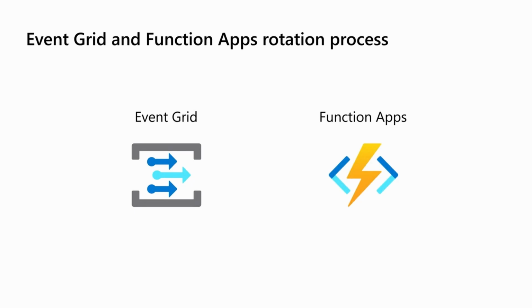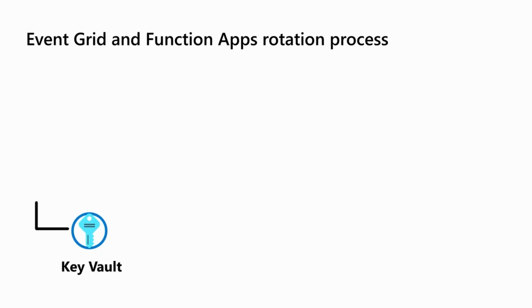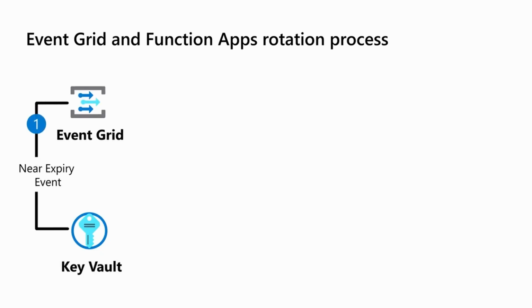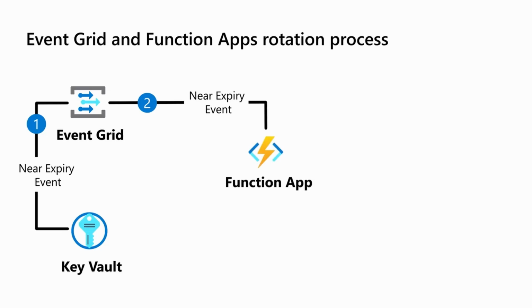In the first step, 30 days before the expiration date of a secret, Key Vault publishes a near expiry event to the event grid. Then, the event grid checks event subscriptions and uses the Hypertext Transfer Protocol HTTP POST method to call the function app endpoint subscribed to the event.